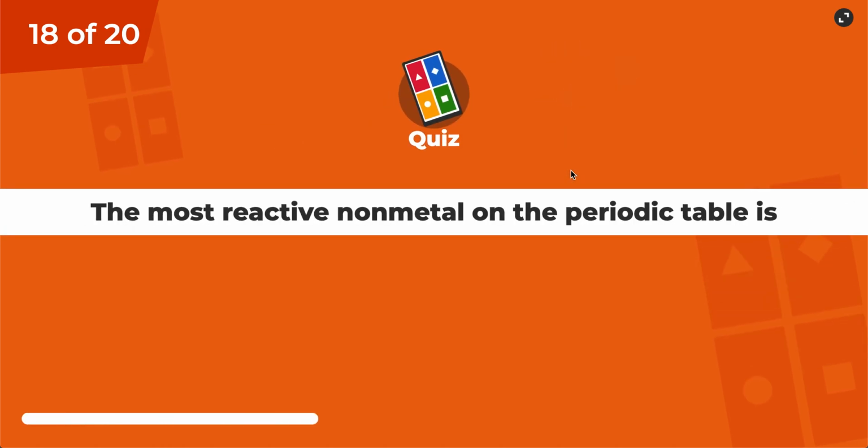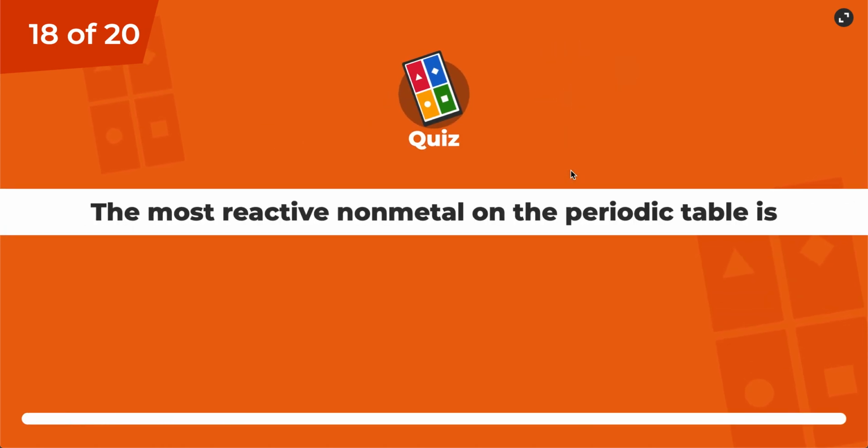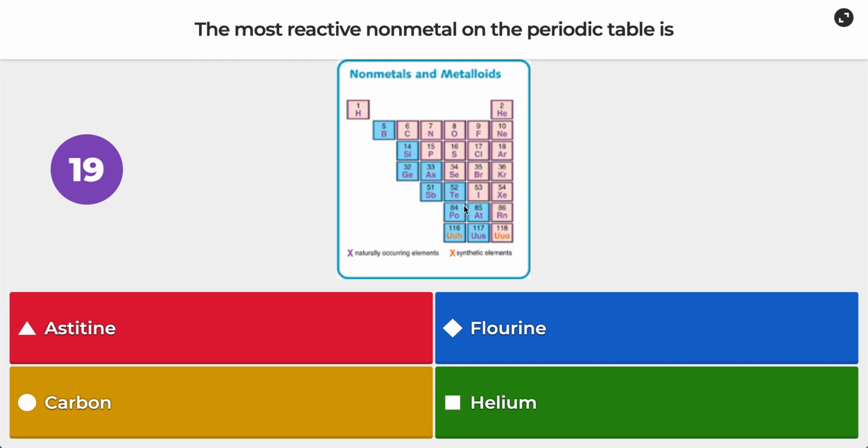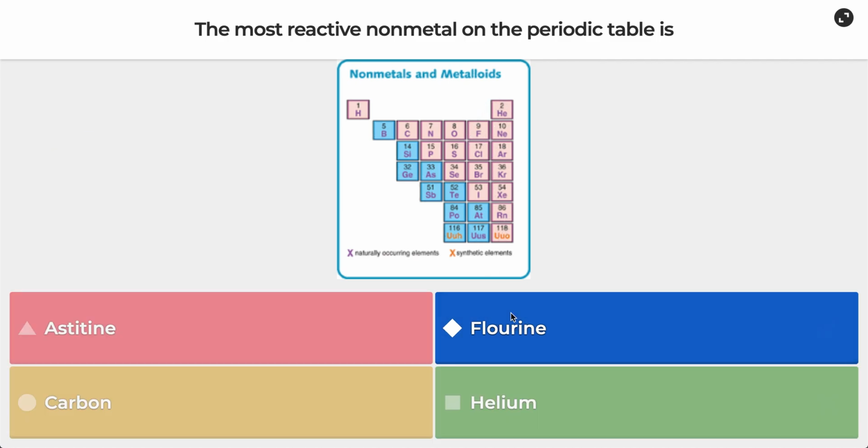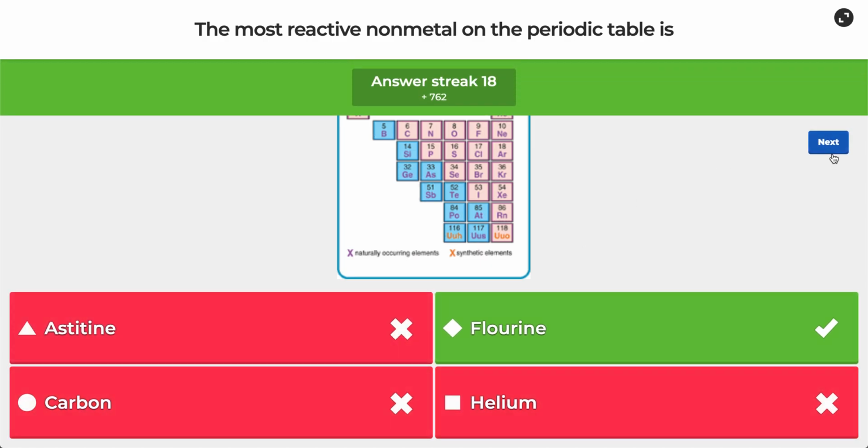Next question. The most reactive non-metal on the periodic table. So non-metals actually increase in reactivity as you go up and to the right, not including the noble gases. And so that means that fluorine right here is going to be the most reactive non-metal.